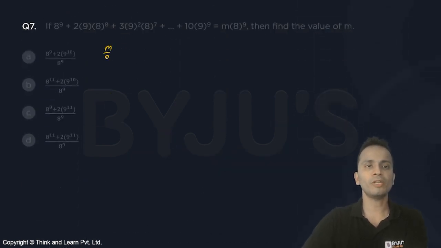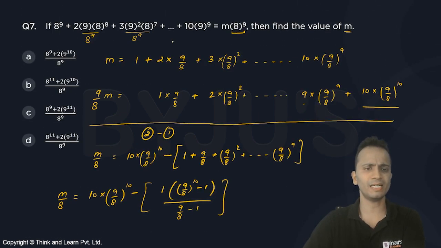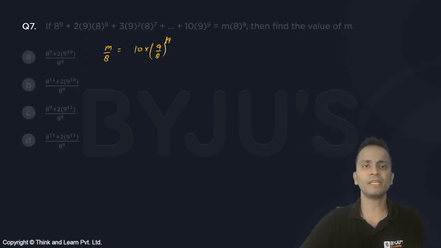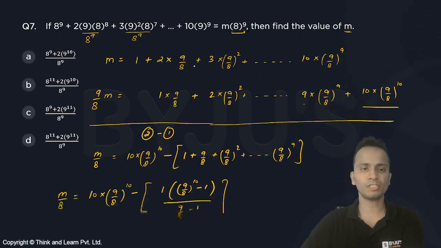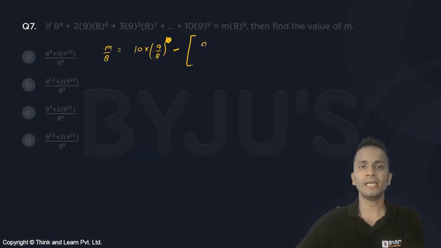So m upon 8 is equal to 10 into (9 by 8) whole raised to the power 10, I think. Yes, whole raised to the power 10, minus, then inside the bracket the sum of this geometric progression. So I have 1, I'll neglect it. In the denominator I have 9 by 8 minus 1, so that will be 1 by 8. 8 will come in the numerator, so it will be 8 times (9 by 8 raised to the power 10 minus 1).